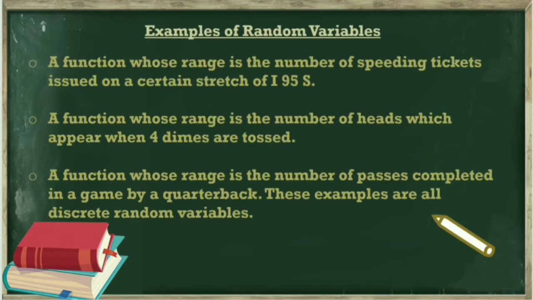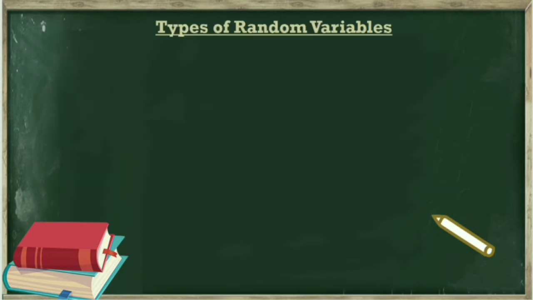Examples of random variables. A function whose range is the number of speeding tickets issued on a certain stretch of I-95. A function whose range is the number of heads which appears when 4 dimes are tossed. A function whose range is the number of passes completed in a game by a given quarterback. These examples are all discrete random variables.